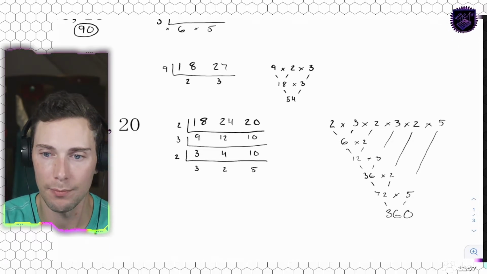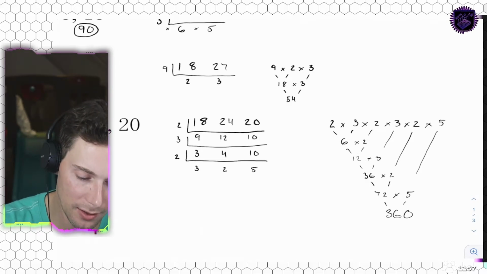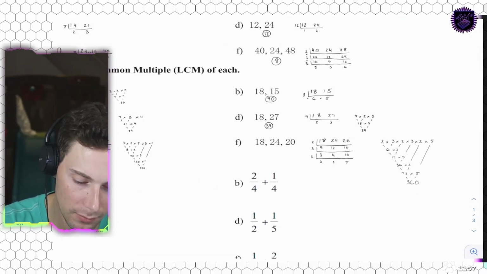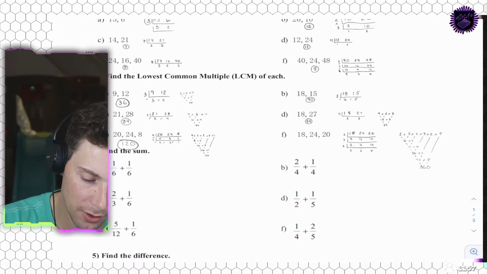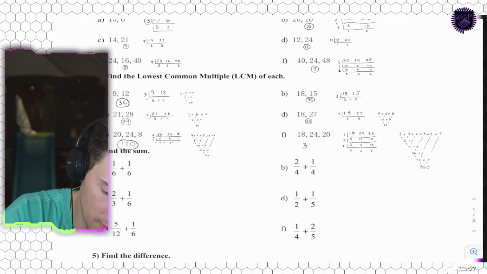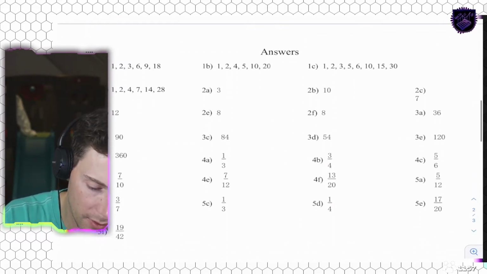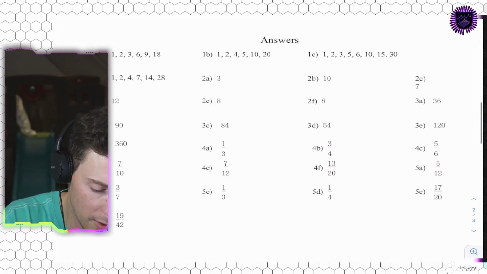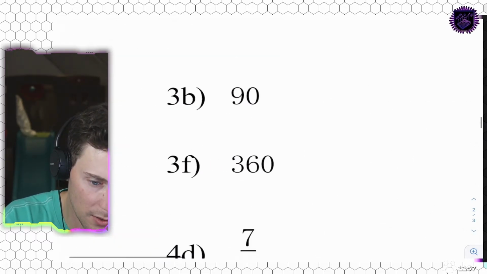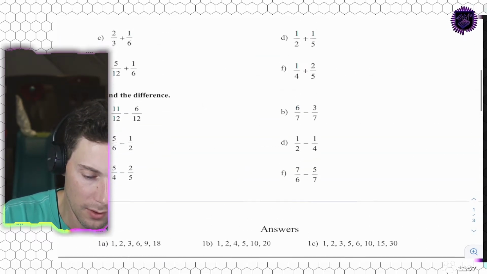Rather than doing math, let's take a shortcut. 360. Let's make sure that's right. Well, I'll write it here because I'm confident. 360. 3F. There it is. 360. Okay.